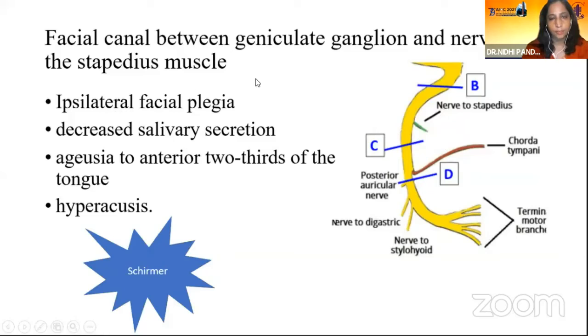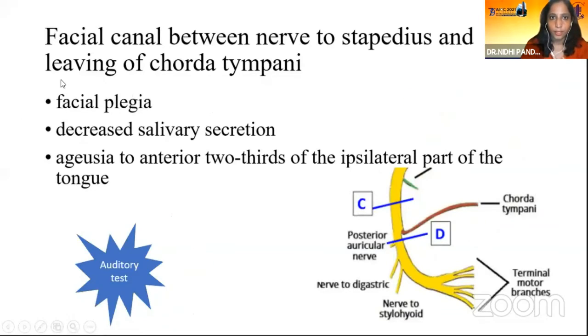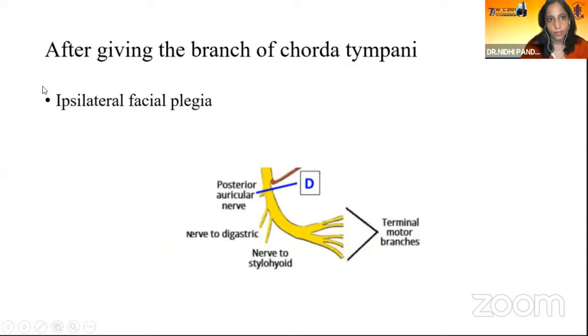However, once the greater petrosal nerve has already exited, the lacrimation will be spared and we can test it with Schirmer's. Now, when the nerve to stapedius has already escaped, the hyperacusis won't be there, so there will be facial paralysis along with affection of the salivation and loss of taste sensation. Now, the terminal branch lesions would only produce the motor symptoms, that is, the affection of the facial mimetic muscles.